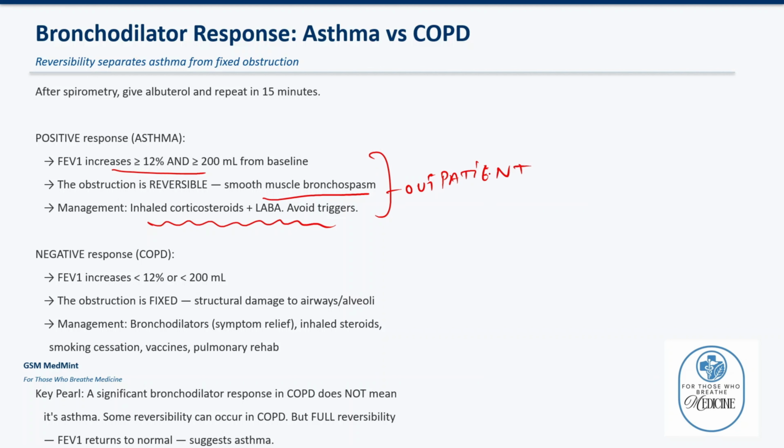Next, we have the negative test. Then this is COPD or fixed obstruction. The airways are structurally damaged. Bronchodilators provide symptomatic relief but do not normalize the FEV1. The management here is a long-acting muscarinic antagonist plus a long-acting beta agonist, and inhaled corticosteroids if frequent exacerbations are present. Smoking cessation is the most important intervention. Also give vaccines for influenza and pneumococcus, and pulmonary rehab.